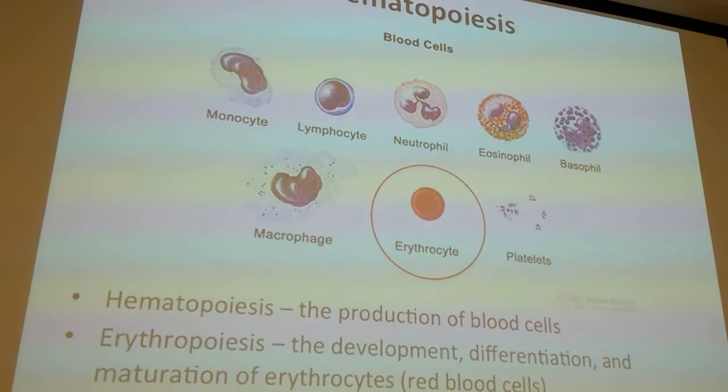When we refer to hematopoiesis, this refers to the production or development of blood cells. Poiesis is production or development, and hemato is referring to blood. In our blood, we have a variety of different cell types. We're specifically going to talk about erythrocytes, which contain high amounts of hemoglobin and heme. Erythropoiesis refers to the development, differentiation, and maturation of erythrocytes or red blood cells. These terms can be used interchangeably.